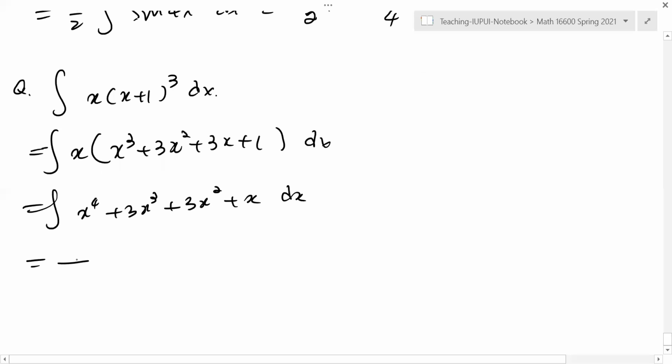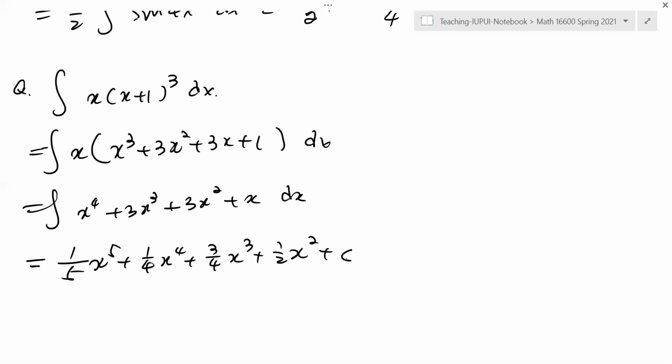Did he use this idea? And did he use this method? Right, it's quarter x to the fourth power and 3 over 4 x cubed and 1/2 x squared and plus constant. All right, of course you can use substitution.